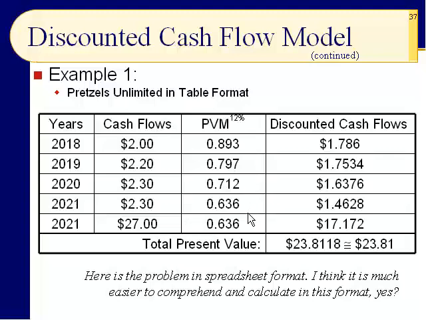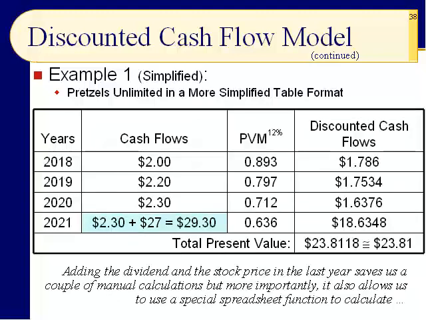There are all the present value multipliers, and again, these both are in 2021, 0.636. So the $2.30 from the dividends and the $27 are both multiplied times the present value multiplier for year number 4. And we come up with $23.81 or so, right? And I think it's easier to comprehend and calculate in this format. But let's go one step further. On slide 38, you see we've moved the dividends and the price of the stock in 2021 together.